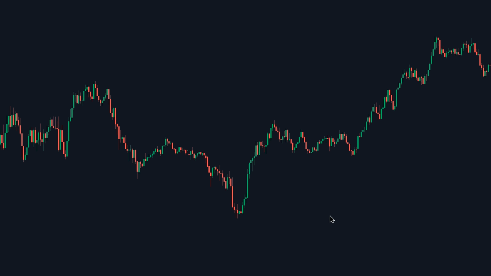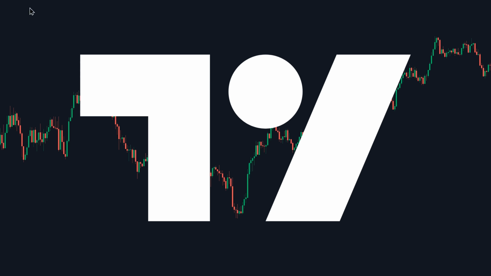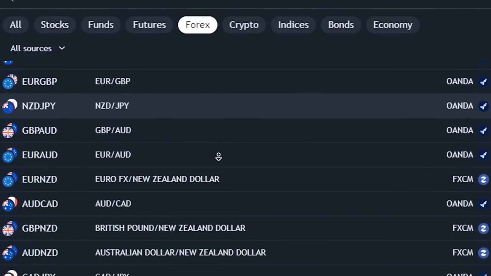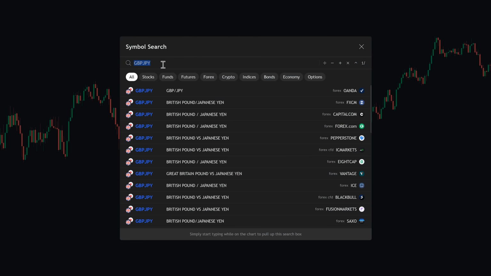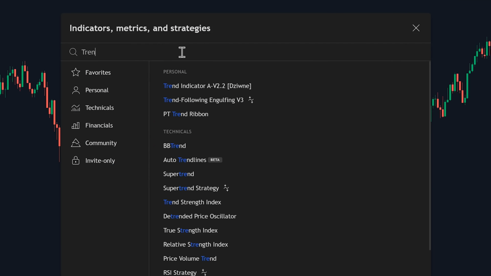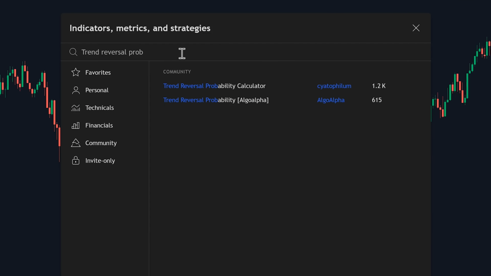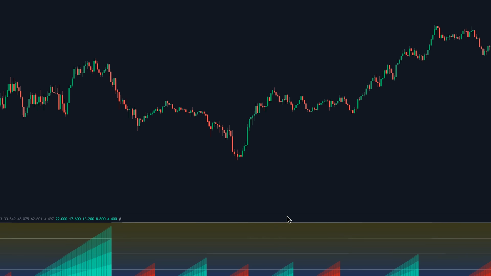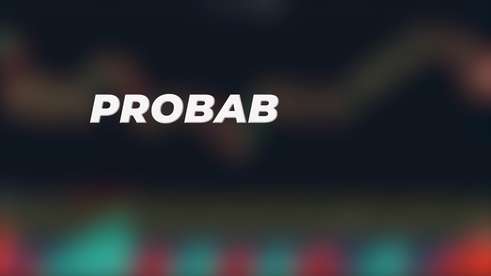Let's get into it. Now, to add this indicator to your chart, you want to go to TradingView and then open any trading security that you like in any time frame. For me, I'm going to be using the 5-minute time frame of GBP JPY. Next, you want to click on Indicators and type in Trend Reversal Probability, and you want to select this one by ALGO-ALPHA.